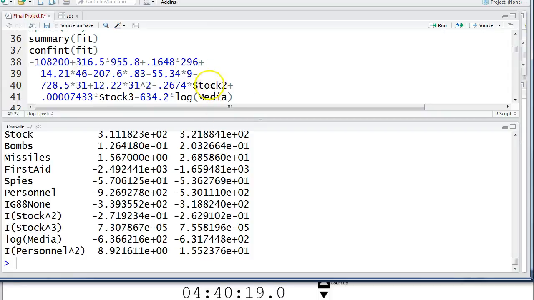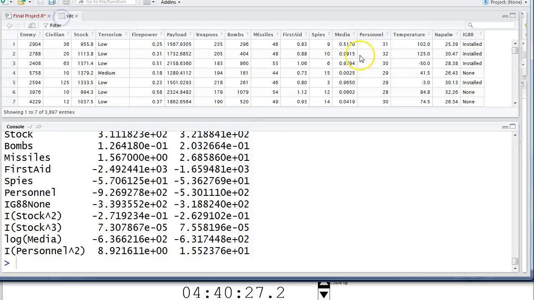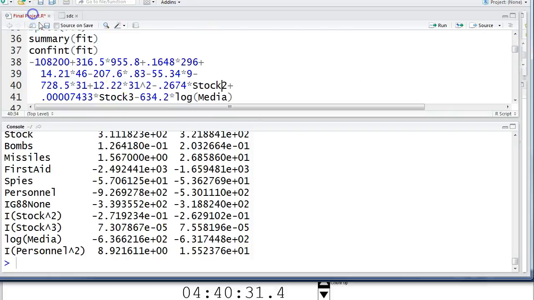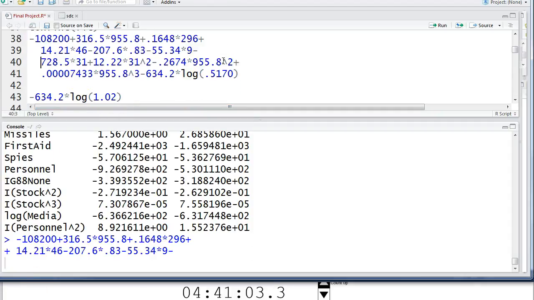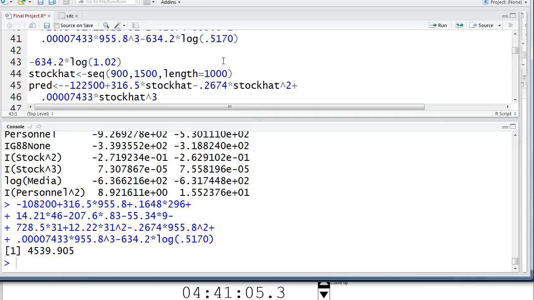So I put 296 right there. And I go through, and I noticed that when I copied and pasted, this was supposed to be stock squared, but R isn't going to show me a little superscript here. So I need to find my stock value of 955.8, and I'm going to say squared explicitly like that. And now that I put in all my values, when I run these, I get my prediction is 4,539.